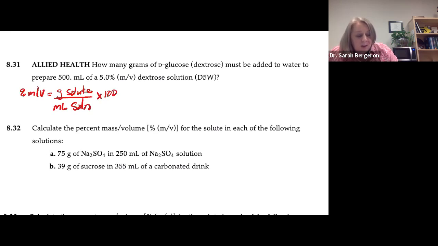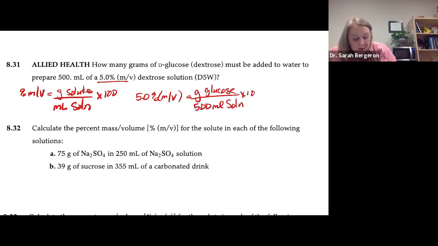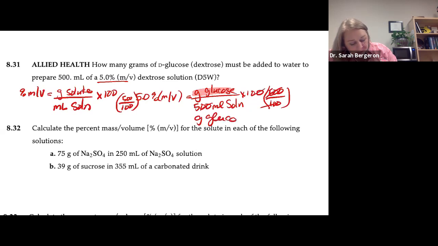So what do we need to do? Well, plug in what you know. We know it is a 5.0% mass by volume. Do we know our grams of glucose? No, we don't know that. So that's grams of glucose over our total solution. Our total solution is 500 milliliters, times 100. So what are we going to do? We need to isolate our grams of glucose. We're going to put 500 on the top, 100 on the bottom. They cancel. What you do to one side, you have to do to the other side. Over 100. So our grams of glucose are equal to, what do we get? 25 grams, okay?